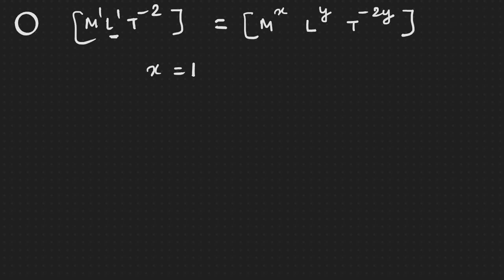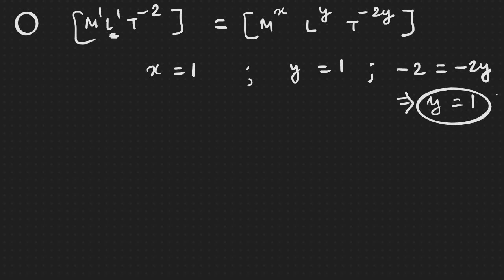L has the power 1, and L will be the power Y in the RHS, that means Y equals 1, right? And here T is minus 2, and T equals minus 2Y. That means minus 2 equals minus 2Y, right? If it is so, we already got the value, but we are equating it. X equals 1, Y equals 1. Here we can see that we are also getting Y equals 1.